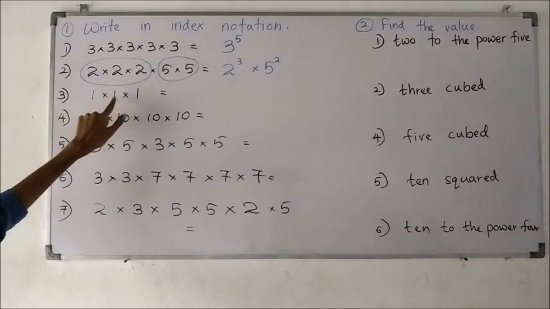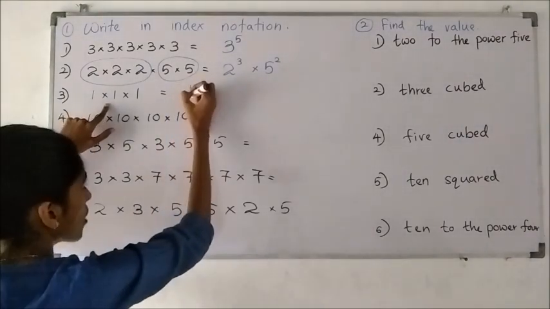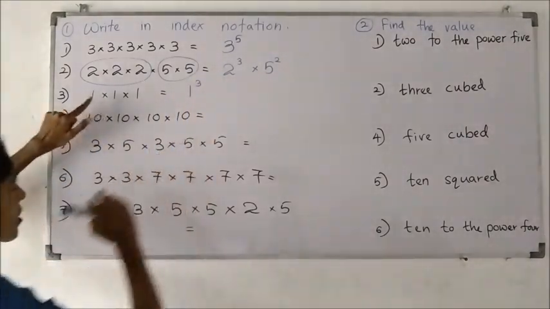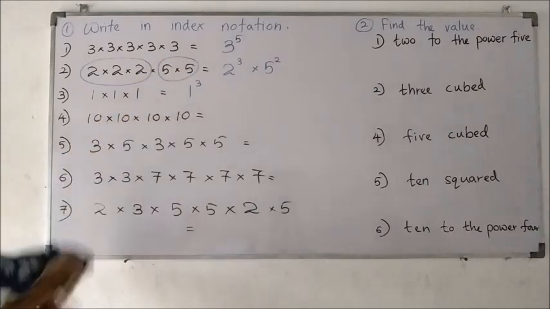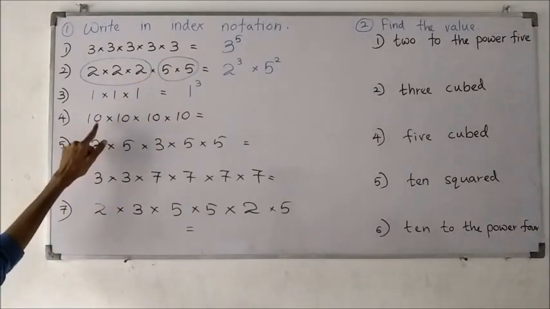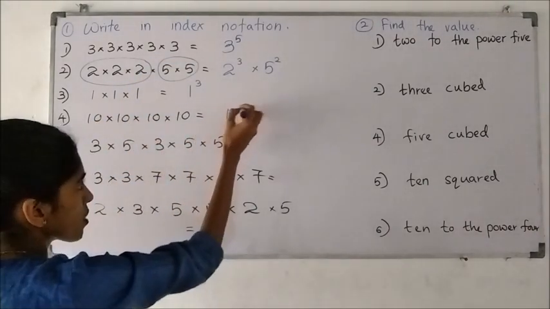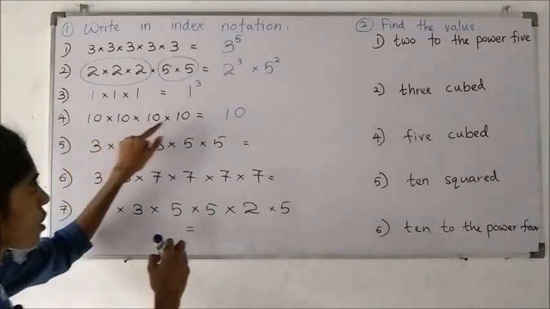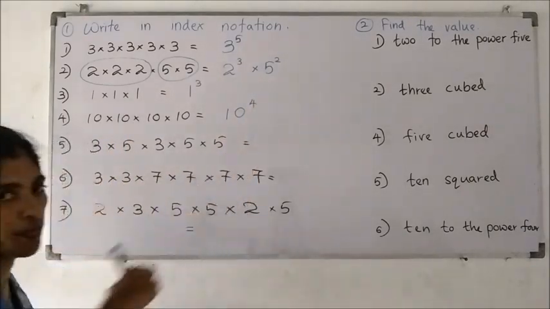Then 1 is repeated by itself, so 1 to the power 3, it is repeated 3 times, that's why I wrote here 3. Next, 10 is the number which is repeated. How many times? 4 times.